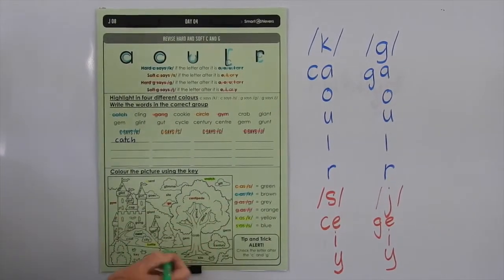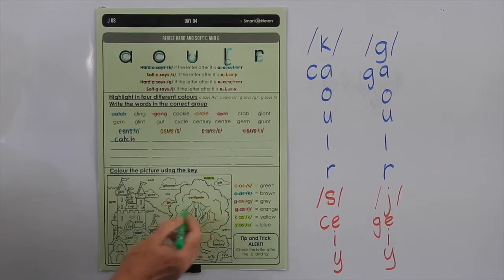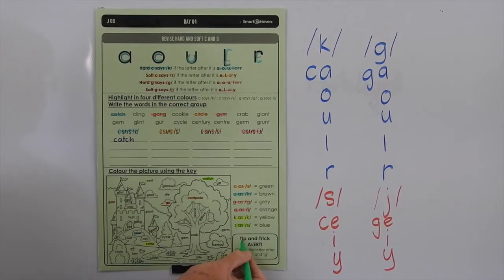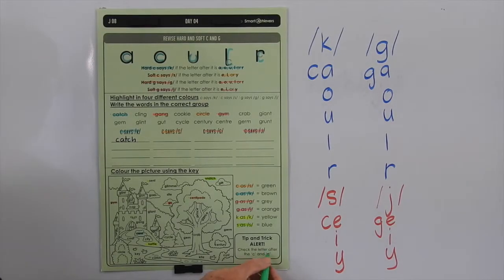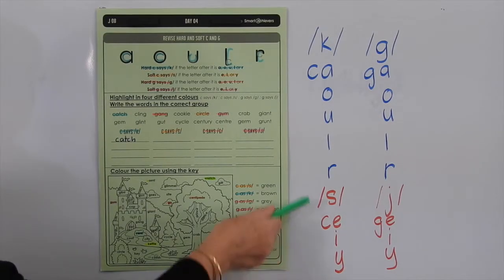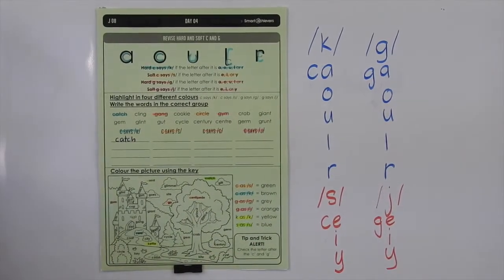Okay, so you can finish off all of that colouring on your own. There's a little tip and trick here, an alert. Check the letter after the C and G, because that's going to tell you the sound that those letters are making.